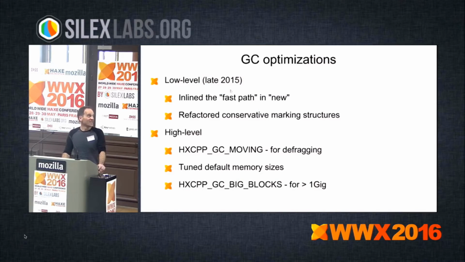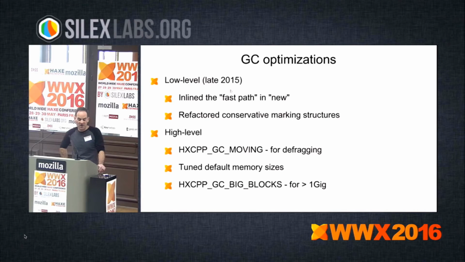So, the gory details, the garbage collection. As I said, this code's already been out there for a little while now. It was released in the HXCPP library, independent of the Haxe compiler. The main change was I inlined the new operator into the header file for the most part. If it can make an allocation without really having to delve off into the internals and allocate a new block, it can just make an allocation there in line in the header file.